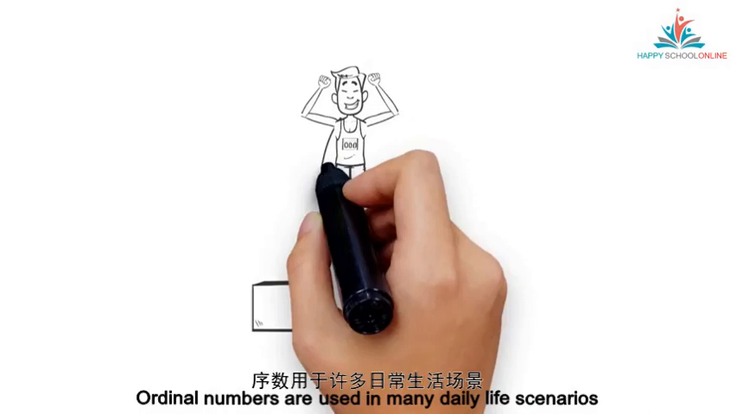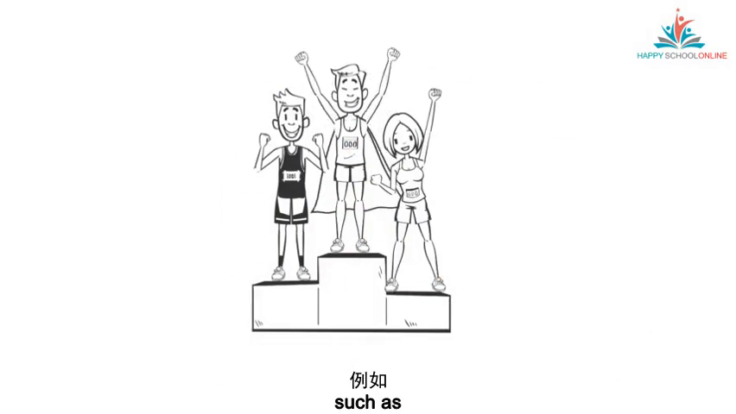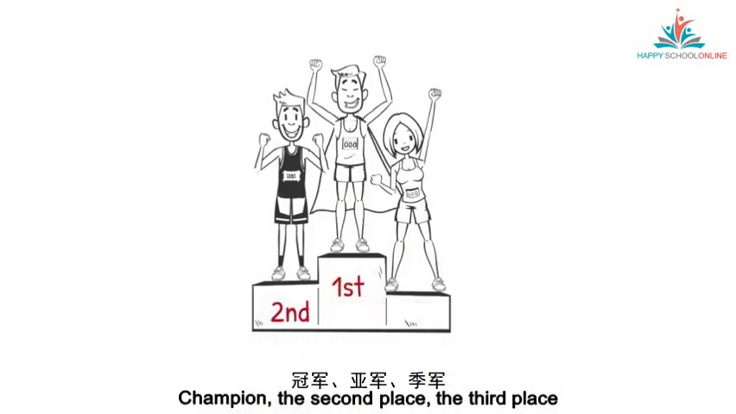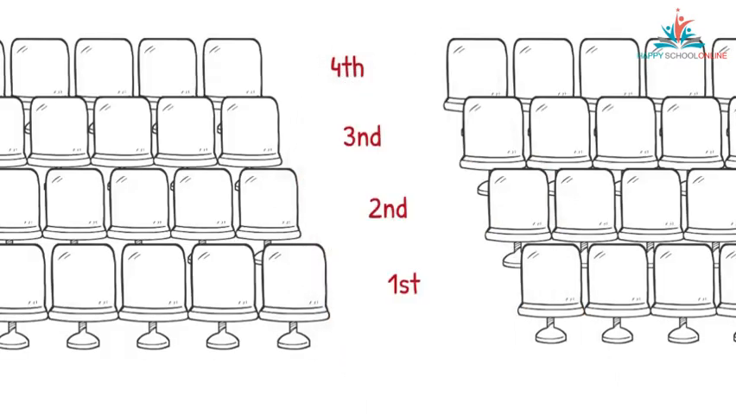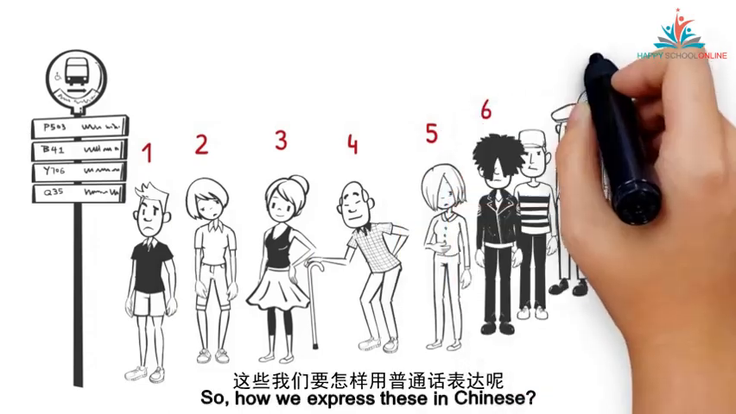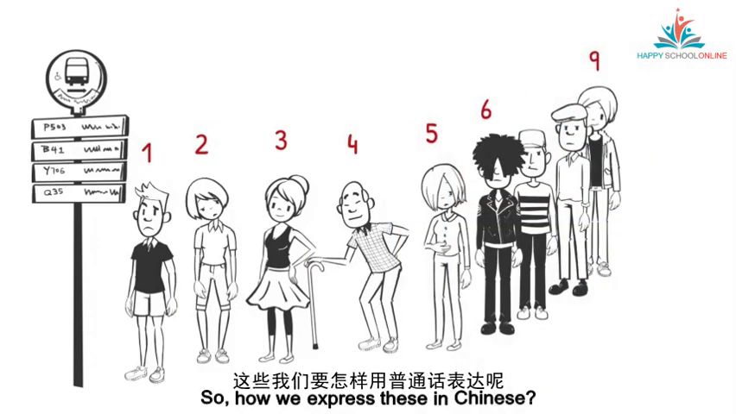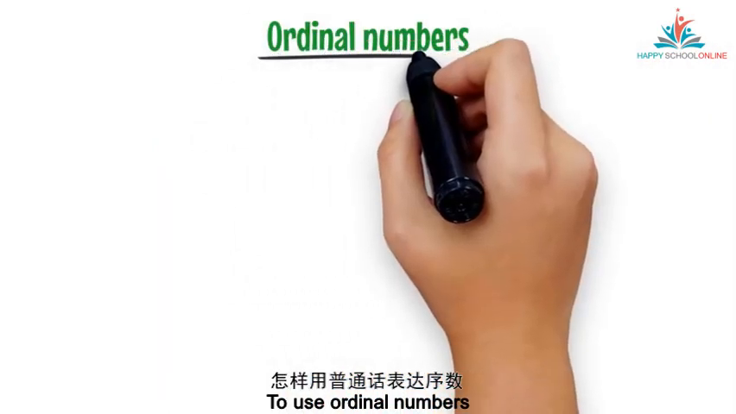Ordinal numbers are used in many daily life scenarios such as champion, the second place, the third place, row order, position in a queue. So, how do we express these in Chinese? Let's start to use ordinal numbers.